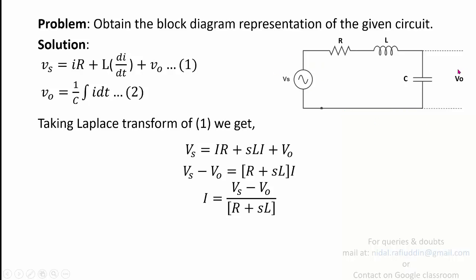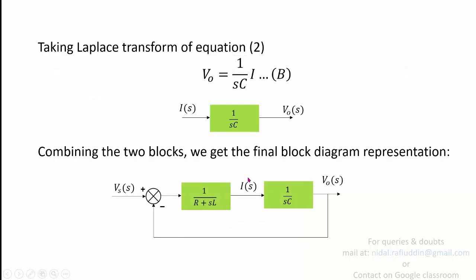So in our block representation, we must have Vs at the far left side and V naught at the far right side, and whatever variable exists within the system should be shown internal to the block diagram. If you look at this block diagram, Is is internal to the block diagram, while at the most left side is Vs and at the most right side is V naught.